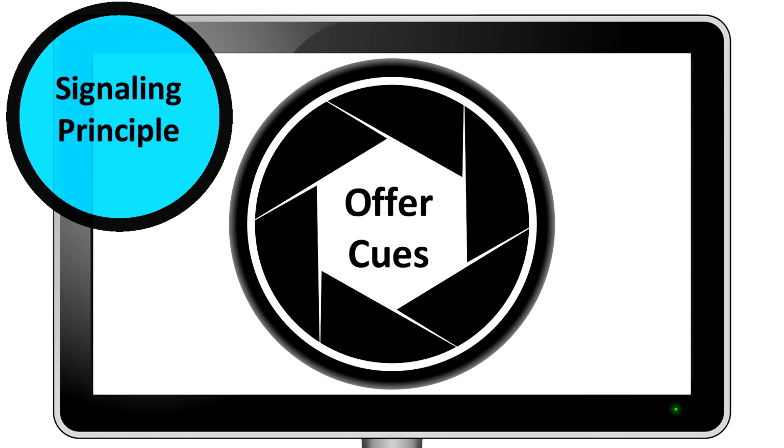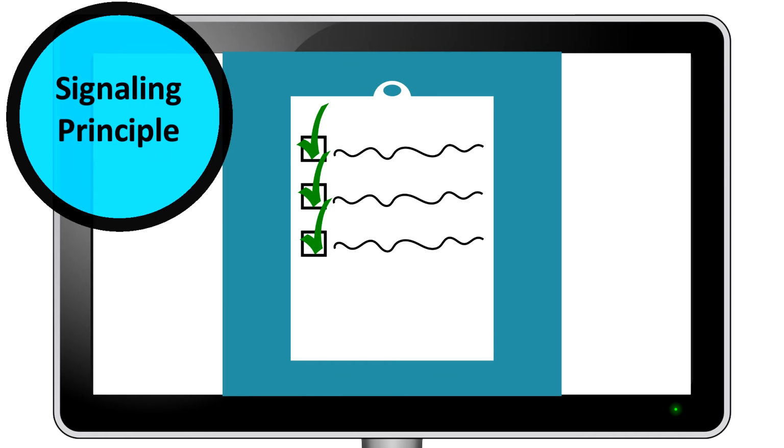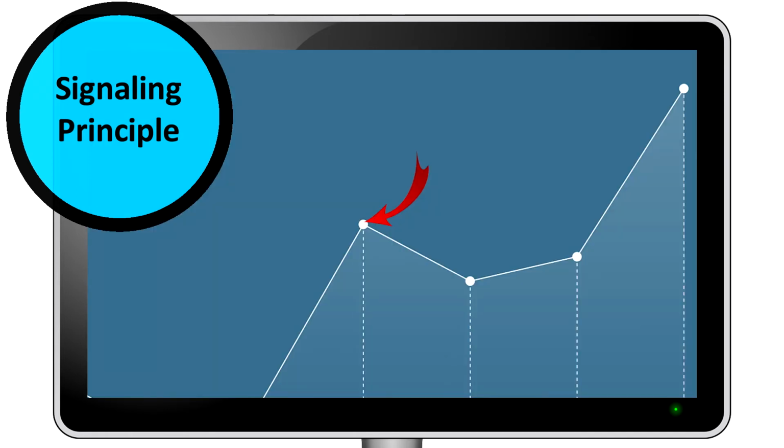The signaling principle encourages us to build in cues to better help our learners focus on the most relevant material. Examples of signaling include stressing keywords, providing outlines, and adding arrows or circles to graphics.